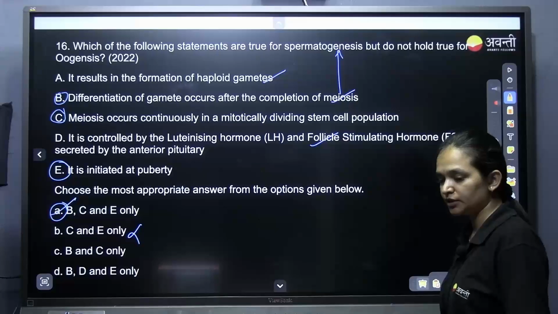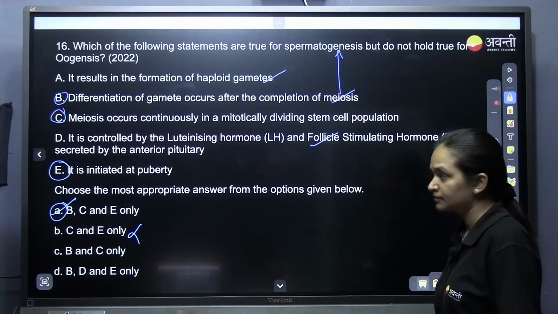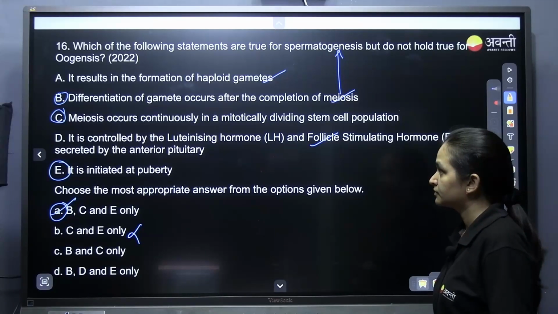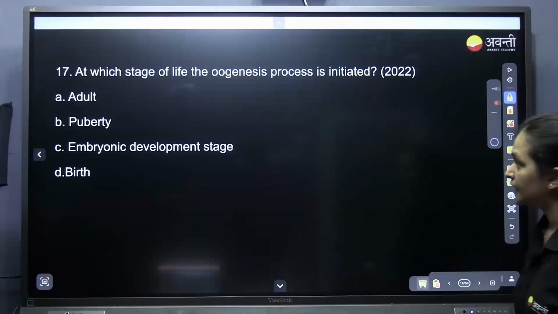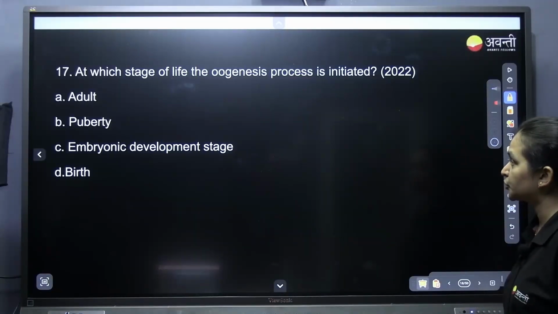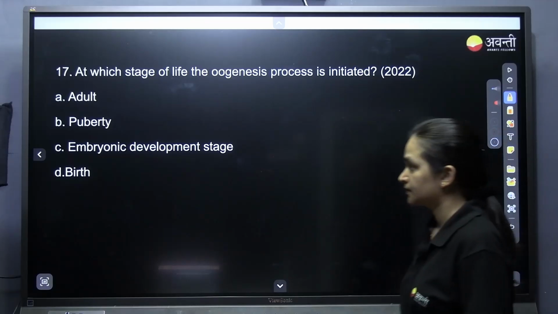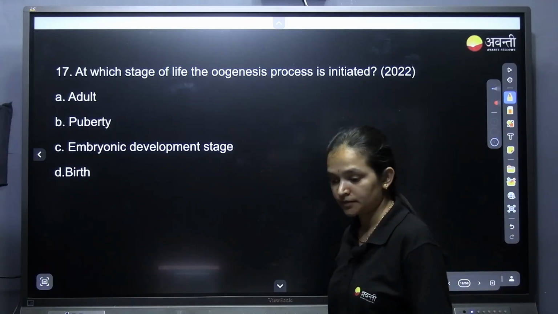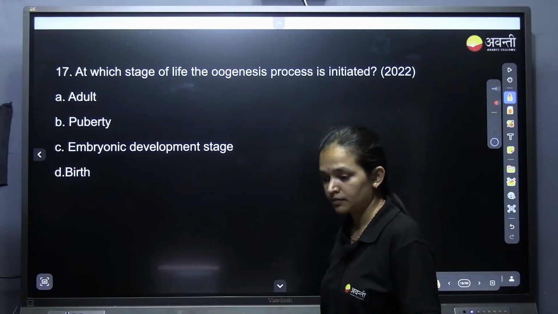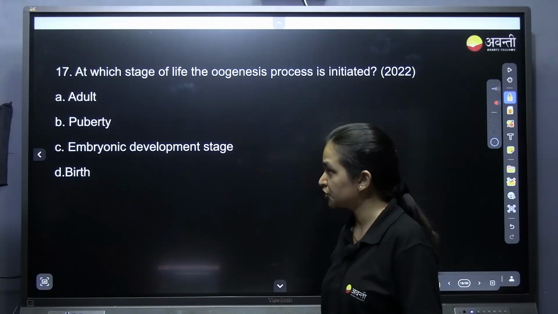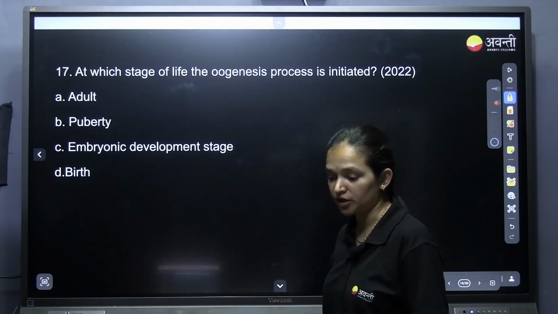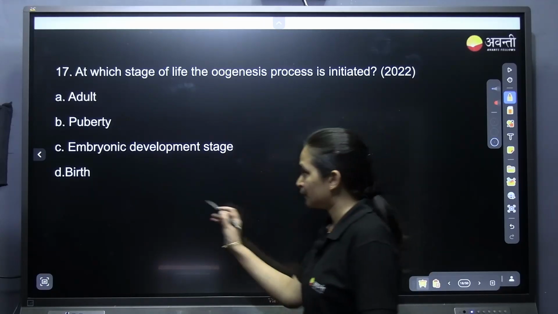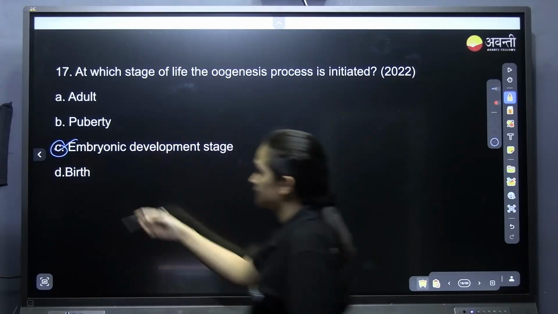Any doubts in this particular question? Yes. At which stage of life is the oogenesis process initiated? Which stage? Oogenesis. Is it adult, or at puberty, or embryonic developmental stage, or at birth? Embryonic developmental stage. Yes.